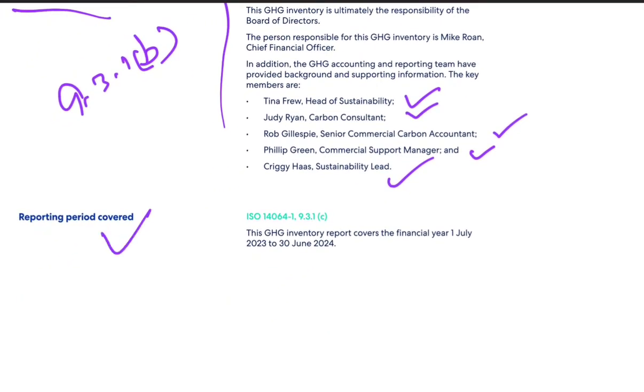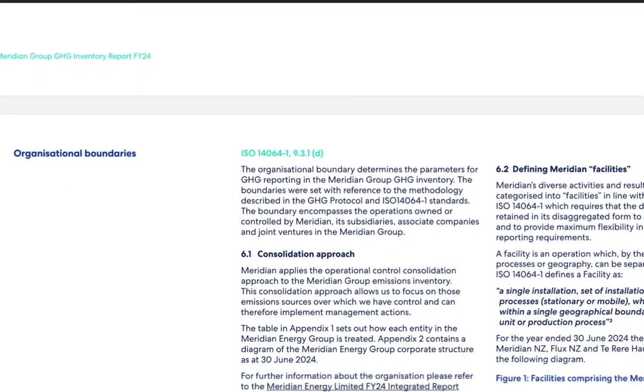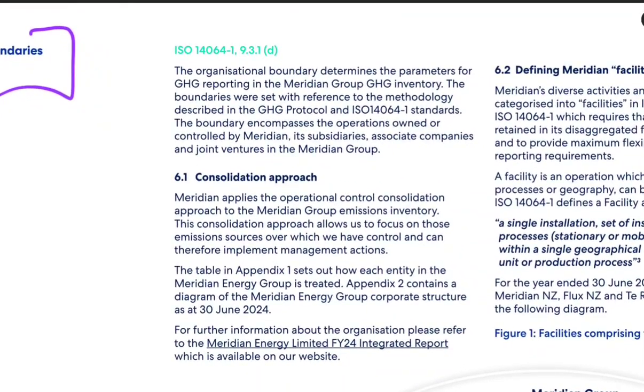This is the reporting period from 1st July 23 to 30th June 24. This is the reporting date. Organizational boundaries. We are seeing very important information here. The organizational boundary determines the perimeter of reporting in the group inventory, and the boundaries were set and referenced with the methodology described in the ISO 14064 standard.